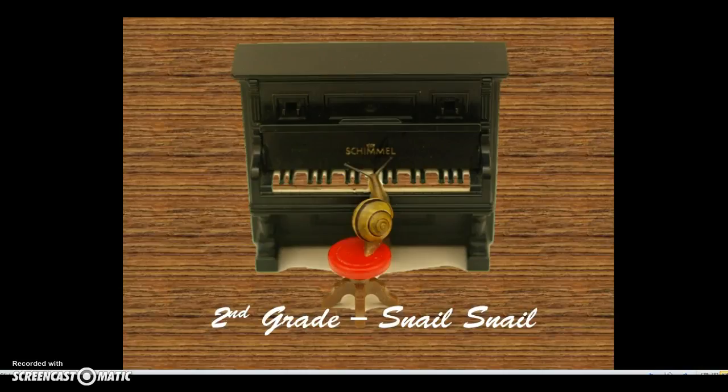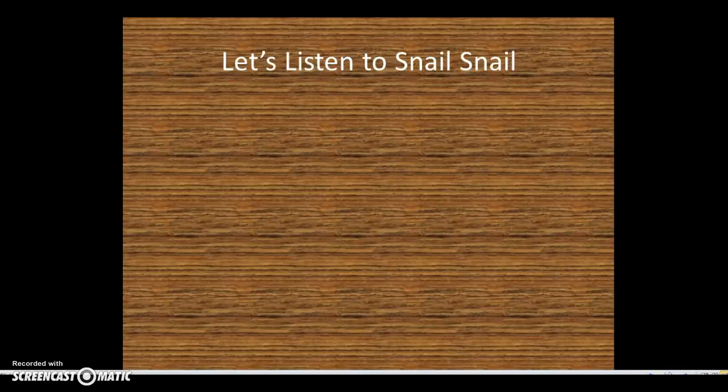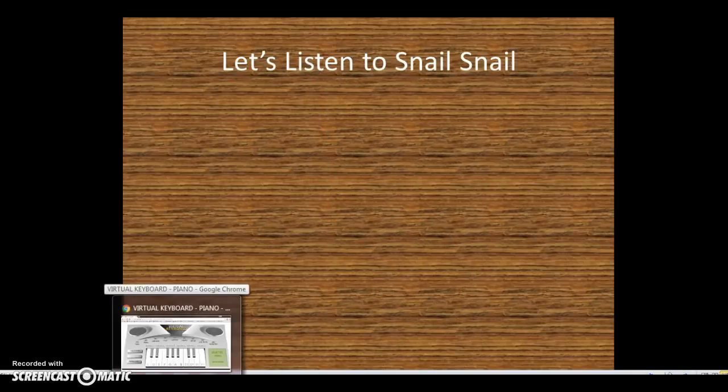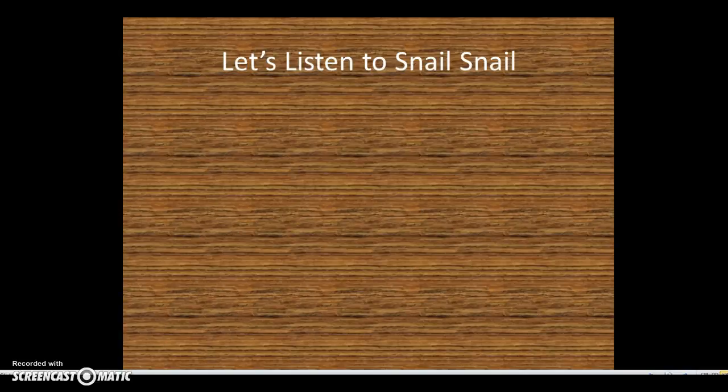For Snail Snail, we are going to complete an activity that tells us whether the end of Snail Snail is high or low. So let's listen to Snail Snail. Snail, snail, snail, snail, goes around and round and round.